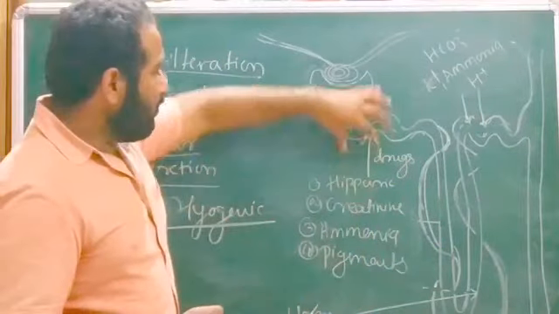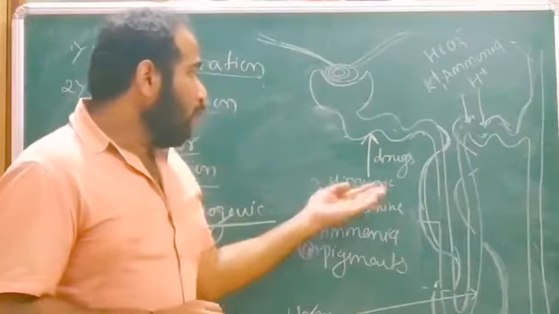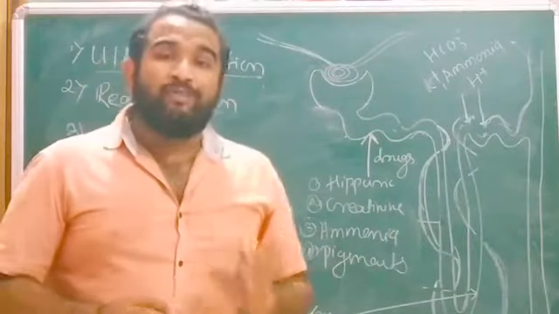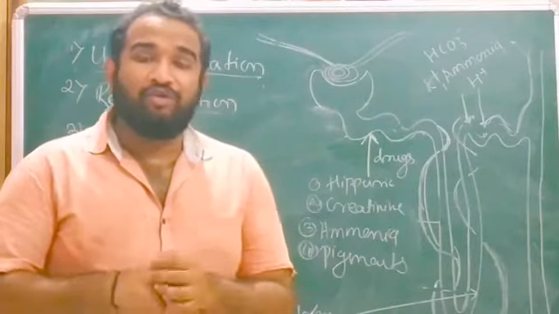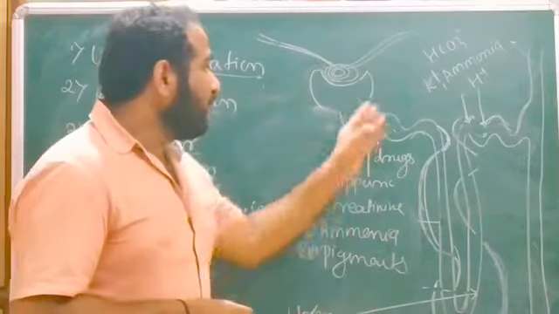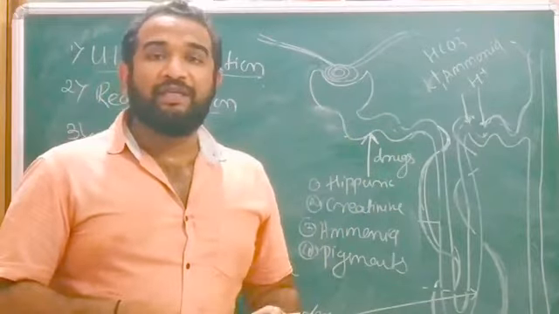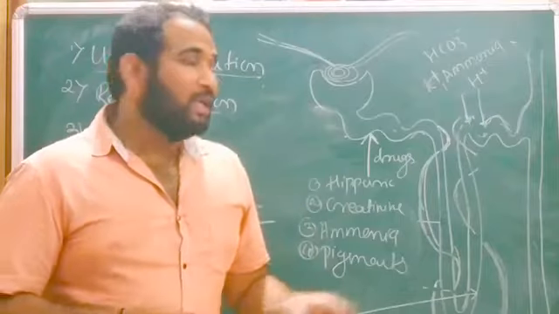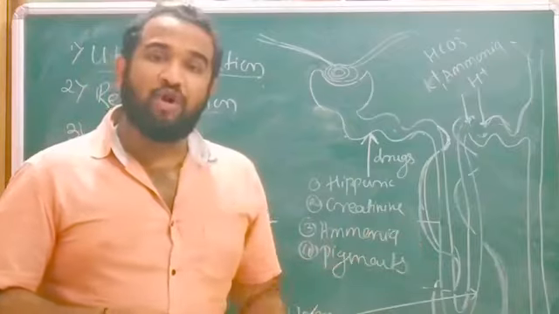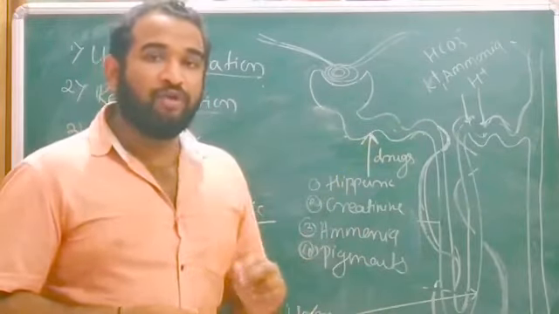Now, when we talk about the proximal convoluted tubule, what is secreted, that is, what is taken into the proximal convoluted tubule? Hippuric acid. We know that hippuric acid is another nitrogenous waste which is formed by the combination of benzoic acid and glycine. So hippuric acid is secreted into the proximal convoluted tubule. Creatinine. We know that creatinine is basically produced in the muscle cells. That is also secreted in the proximal convoluted tubule. Ammonia, a nitrogenous waste formed because of the deamination of amino acids, is also secreted into the proximal convoluted tubule.